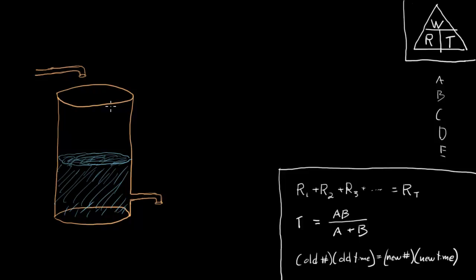So the question stem. Water is pumped into a partially filled tank at a constant rate through an inlet pipe. So we've got some water coming in. At the same time, water is pumped out of the tank at a constant rate through an outlet pipe, so water coming out. And we're told that it's a constant rate, so there's some kind of pump in here that is making sure water is coming out always at exactly the same rate, no matter how much water is in here. So constant rate in, constant rate out.